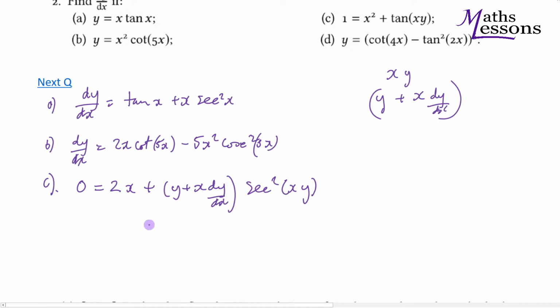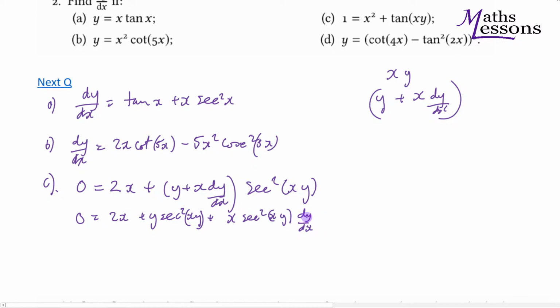We could probably multiply this out, but I can't see that it's going to really benefit us. Although it does say find dy by dx, so I better get on. Actually, I do need to do that. So let's just do that. So I get 2x plus y sec squared xy plus x dy by dx times sec squared xy. So I've got x sec squared xy times dy by dx.